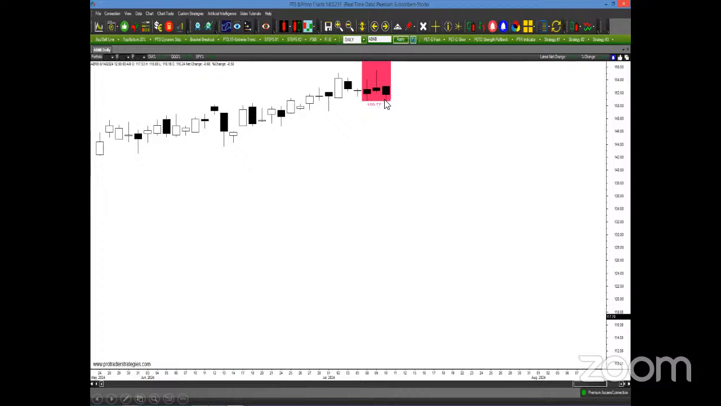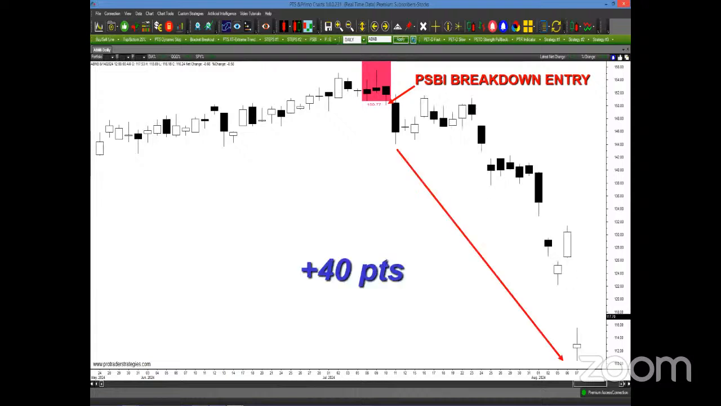Now, look what happened. It ticked there and then closed higher. This is okay. You're still going to enter to go short or to exit your long position if you don't like to go short. It doesn't matter if it closes below that red box or not. All that matters is that it traded below that. And look what happened. Coming into last month, the stock had dropped 40 points.